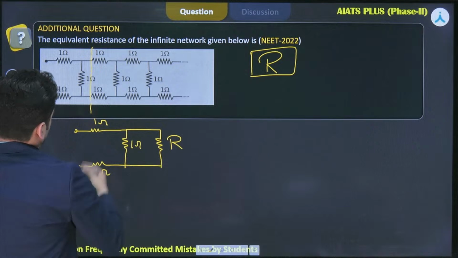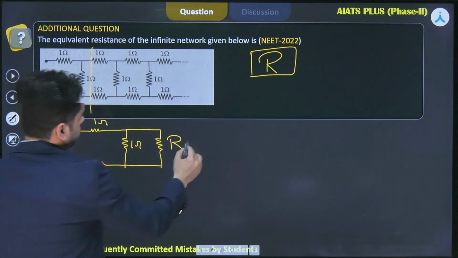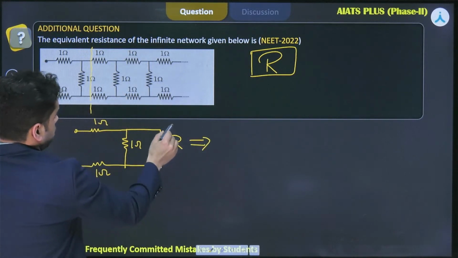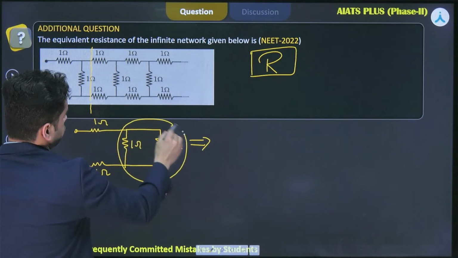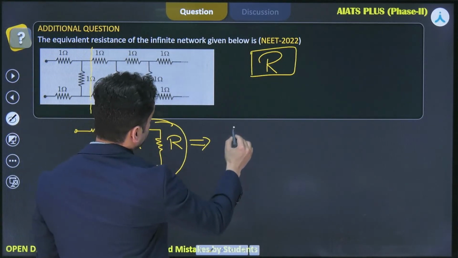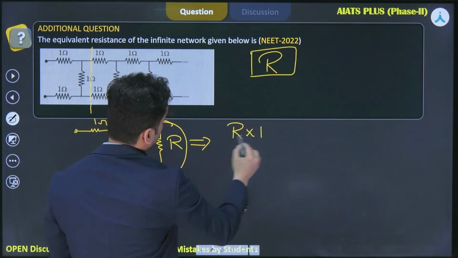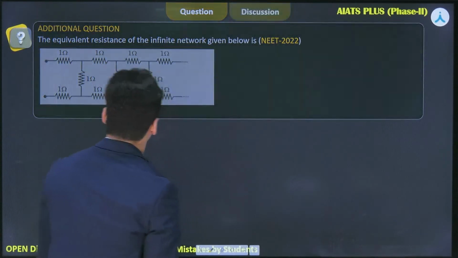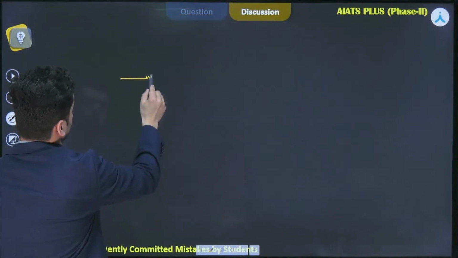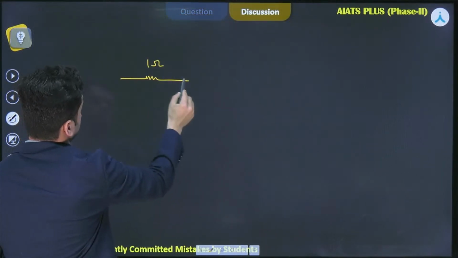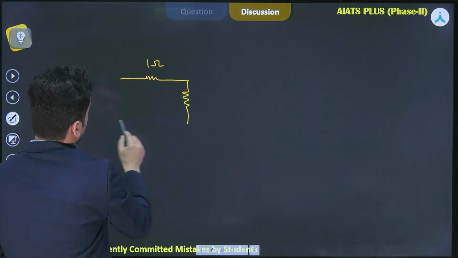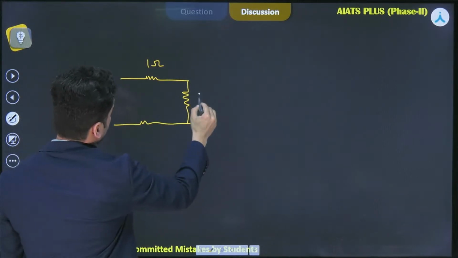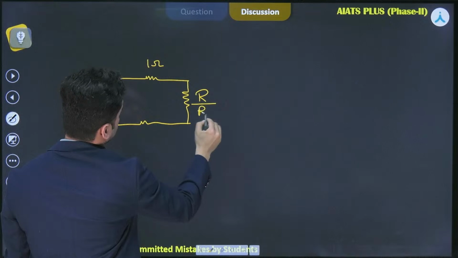Right? And if I try to solve this, these two are in parallel combination. So their equivalent will be equal to R into 1 over R plus 1, right? So the circuit reduces to this: your 1 ohm, and this is the equivalent part. This is 1 ohm. This now becomes R upon R plus 1.